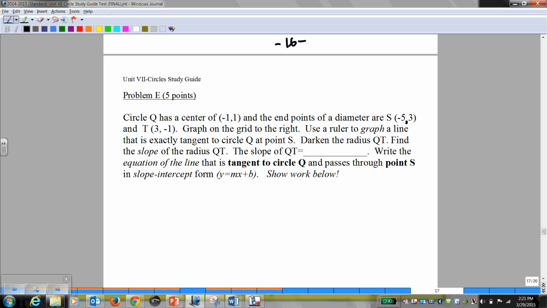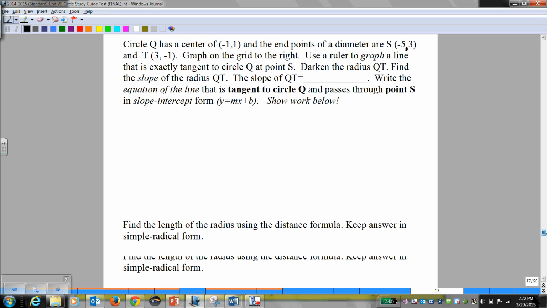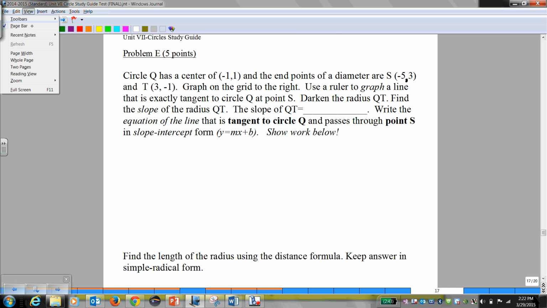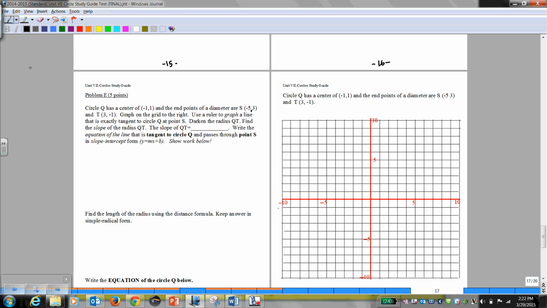So taking a look here, right now that sounds like a bunch of mumbo jumbo, but keep in mind some basic things here. You're going to show your work below and an equation of a circle. Let's just take this one step at a time.